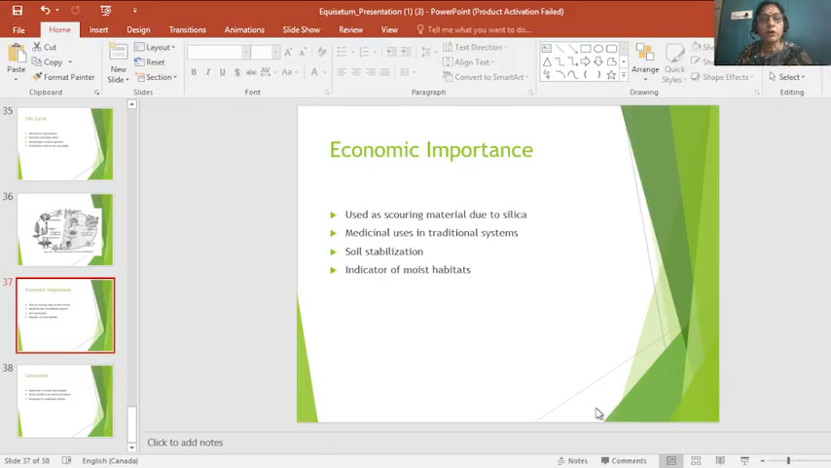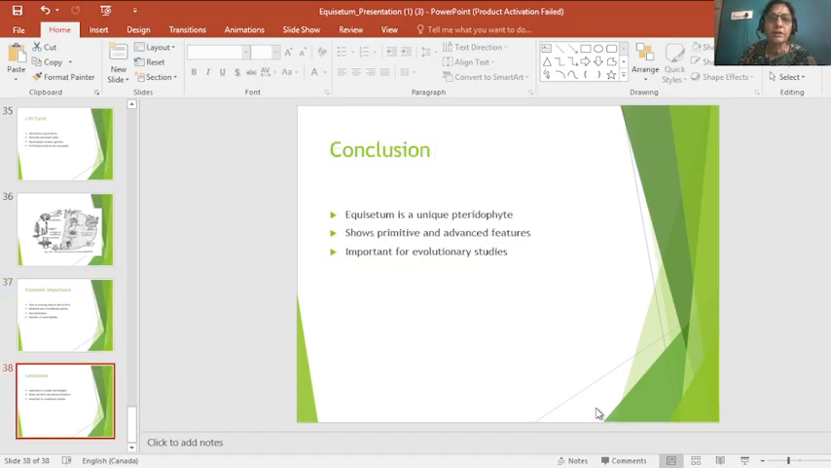Regarding the economic importance of horsetail, it is used as a scouring material due to silica. It is used in traditional systems. It is used for soil stabilization and is an indicator of moist habitats. So Equisetum is a unique pteridophyte, showing primitive and advanced features important for evolutionary studies.